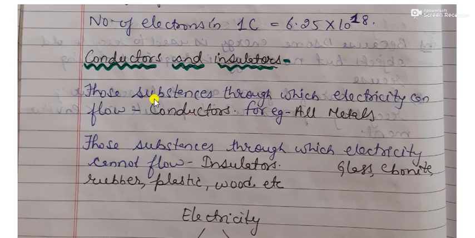Now, conductors are those substances through which electricity can easily flow. Okay, all metals are conductors. Now, those substances which do not allow the flow of electricity or the flow of current through them are known as insulators. For example, glass, glass rod, or we can say ebonite, rubber, plastic, wood. These all are examples of insulators.